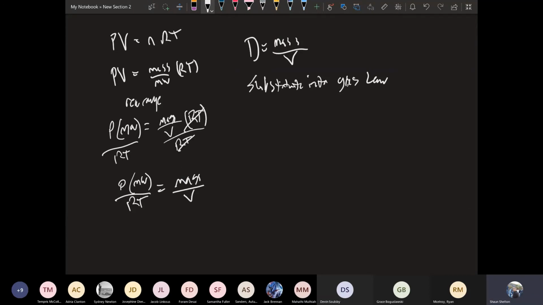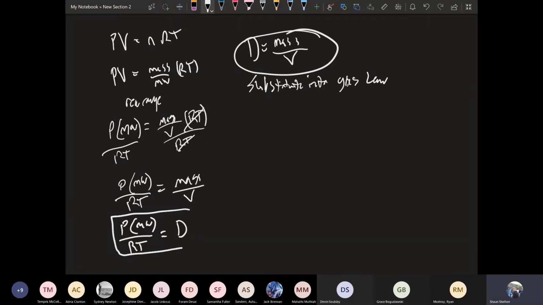And so what we see up here is this relationship that mass over volume is equal to density. So instead of writing it mass over volume, we can just have all this equal to the density of the gas. So if you ever need to solve the density of a gas, this would be the equation that you would use to do so.